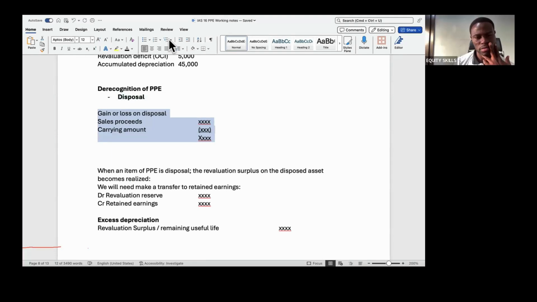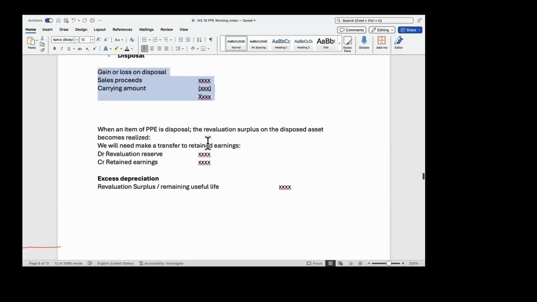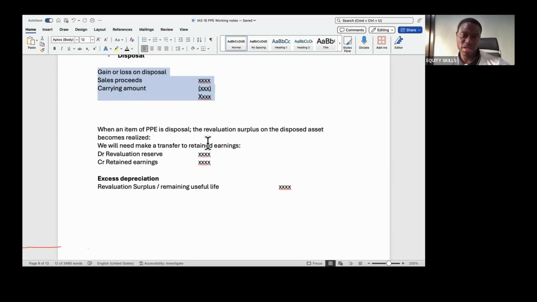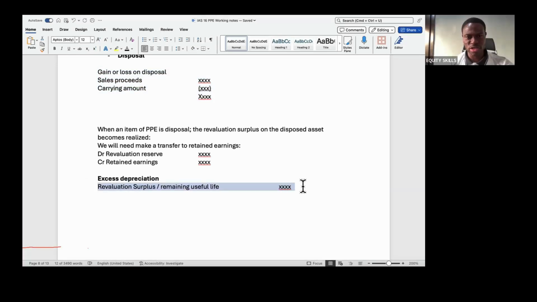Yes, please. Sorry, I want to take you back to that excess depreciation. So I think, is it that you are trying to let us understand that instead of realizing all the revaluation surplus when the asset is being sold, we should have been using excess depreciation to earn it little by little? Is that what you are telling us? Yes, please. That's what I'm telling you. Then how do we come about excess depreciation? Your revaluation surplus divided by the remaining useful life.